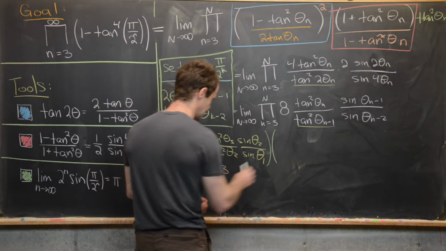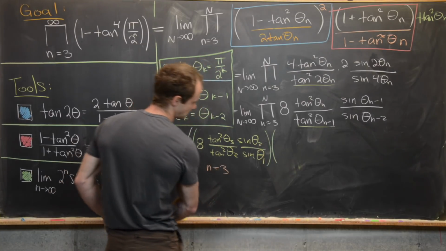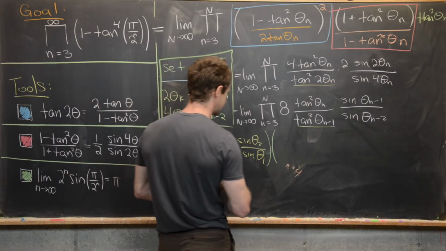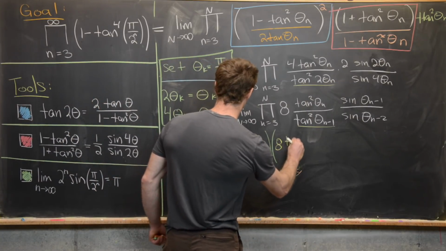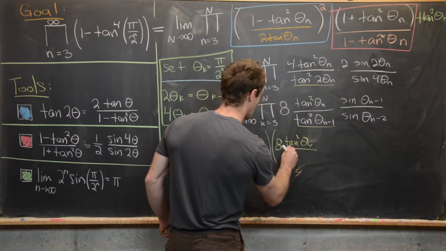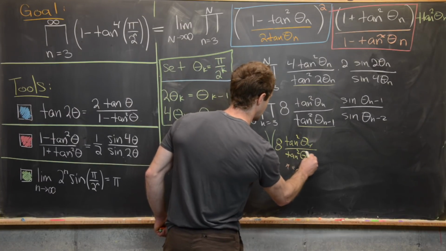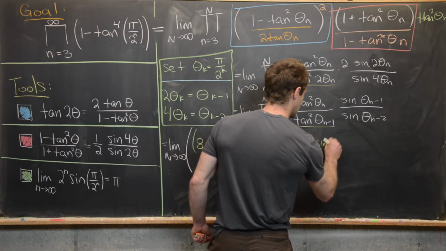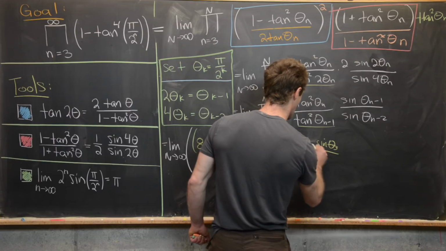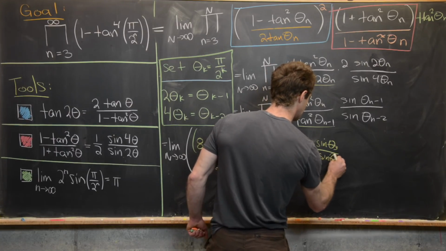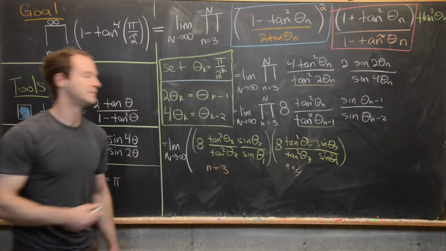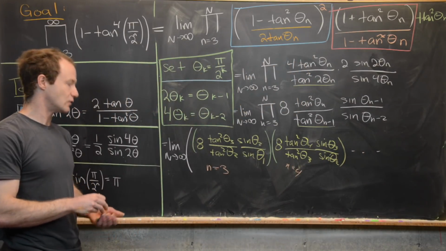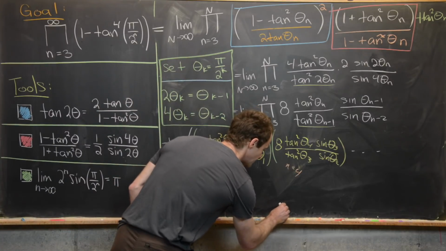So now let's look at the n equals 4 term. So my n equals 4 term, I'll still have another 8, and then I'll have a tangent squared theta 4 over tangent squared theta 3. And then I have a sine theta 3 over sine theta 2. Good. And now I have dot, dot, dot. Now let's do maybe the n equals n minus 1 term. So I'll put that down here.